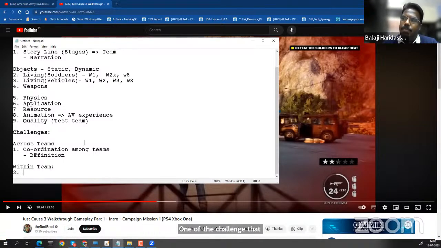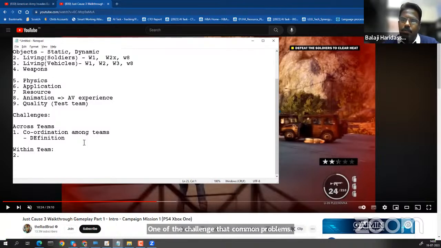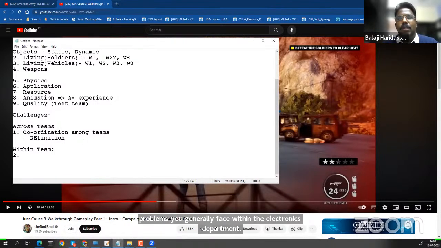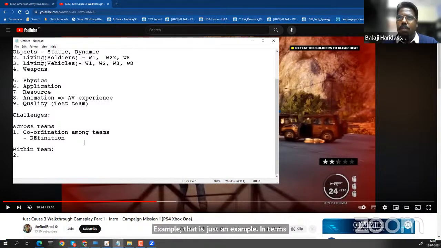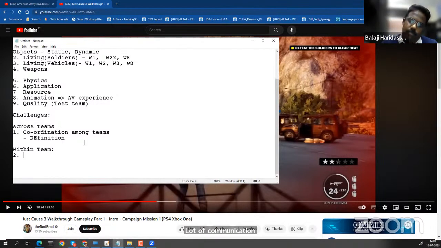Common problems. Okay, I will ask the other way. There is a department of electronics, maybe. What type of problems do you generally face within the electronics department? That is just an example, in terms of coordination or certain things. There could be a different interface between electronics and computer science, department to department, and you may have some challenges. Within the department, you may also have some challenges. Based on that understanding, can you tell? Communication. Communication is a common problem, and this is important.